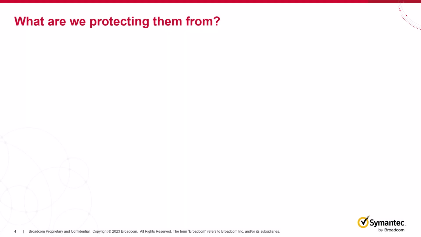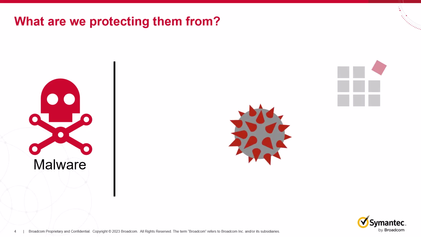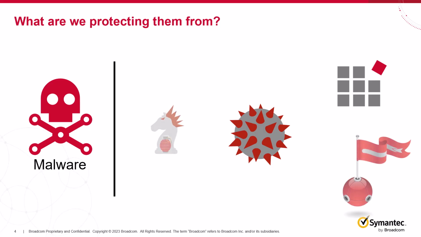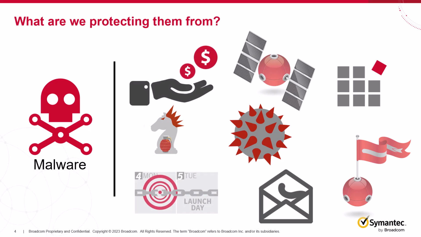And what are we protecting them from? In a word, malware. Things like unauthorized file access, registry modifications, keyloggers, trojans, worms, spyware, ransomware, and zero-day vulnerabilities, all of which are tools that malicious actors employ to take control of computer systems, gain access to networks, steal information, and damage or destroy critical data.